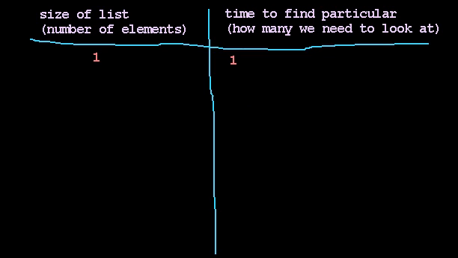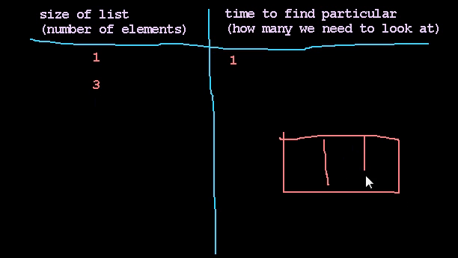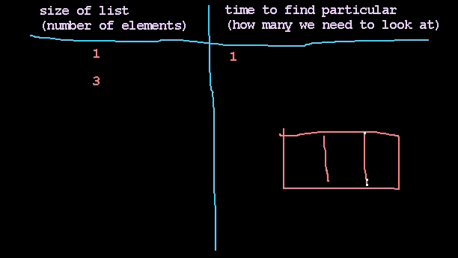Okay, let's try another one. Let's put a line there so we don't mix these up. Suppose that I have 3 elements in my list, and I picked the number 3 deliberately here. I skipped 2 because 3 is actually easier to think about. If I have 3 boxes in my list, and I know that my list is sorted. Remember, in order to use binary search, I have to know it's sorted.